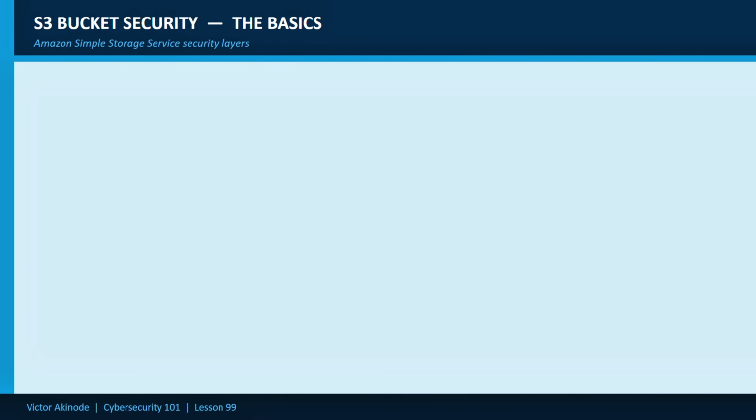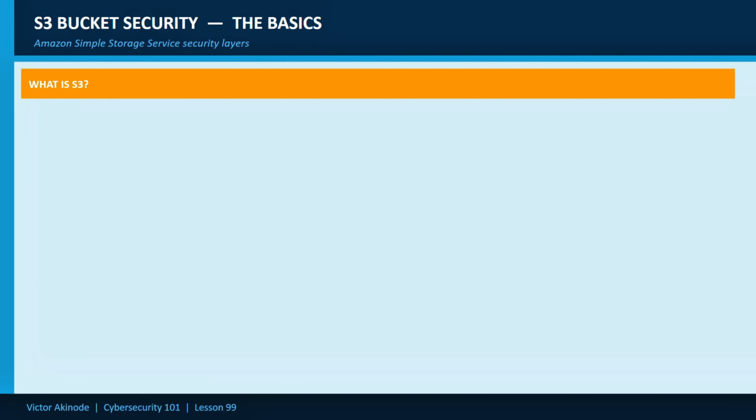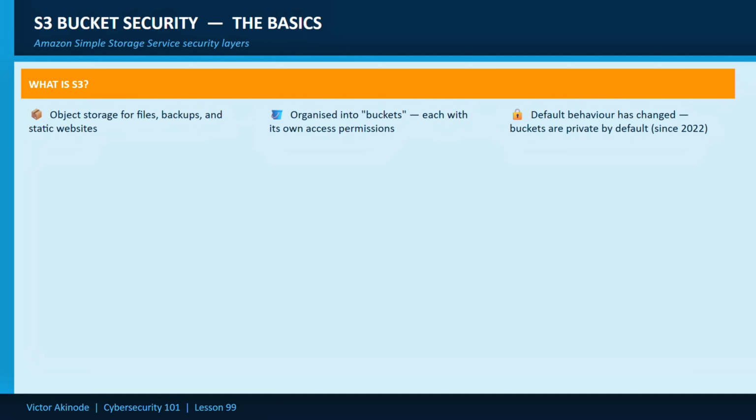Now let's consider the basics of S3 bucket security. Let's first consider what S3 is. S3 is an object storage for files, backups, and static websites. It is organized into buckets, that is, each has its own access permissions. And for S3, default behavior has changed, that is, now all buckets are private by default since 2022.